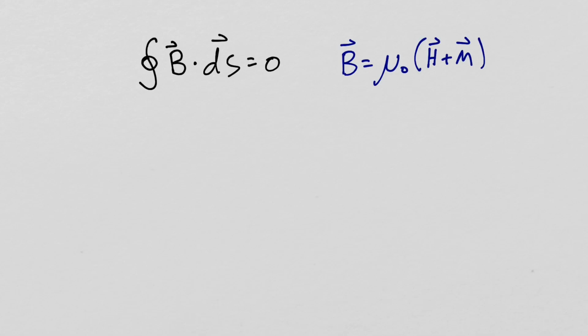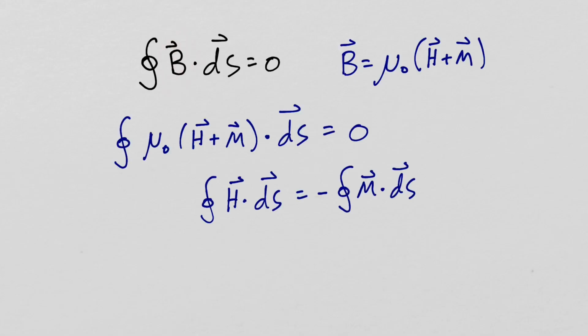To see that, let's take the expression relating the magnetic flux density field with the magnetic field intensity and the magnetization, and plug this in for B in our equation, the integral of B dot dS is equal to 0. So I've substituted for B, and now we can divide both sides of the equation by mu sub 0 and then rewrite this expression as the integral of H dot dS around a closed surface is equal to minus the integral around the same closed surface of M dot dS.